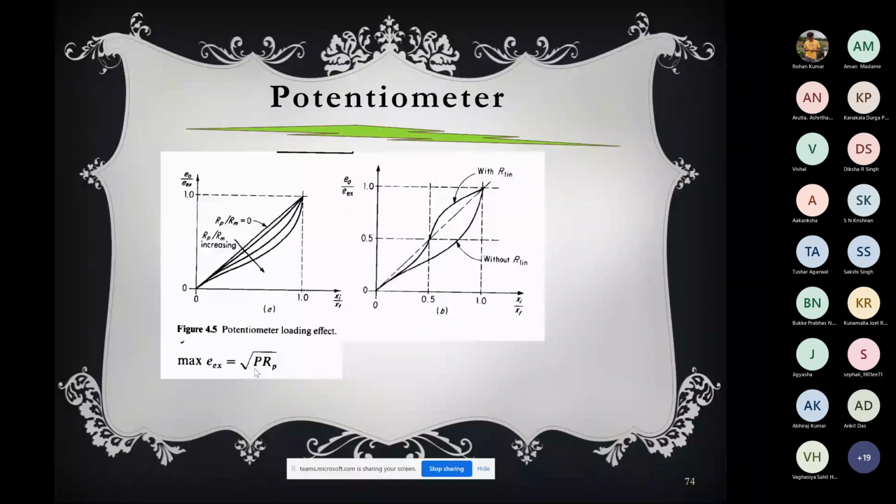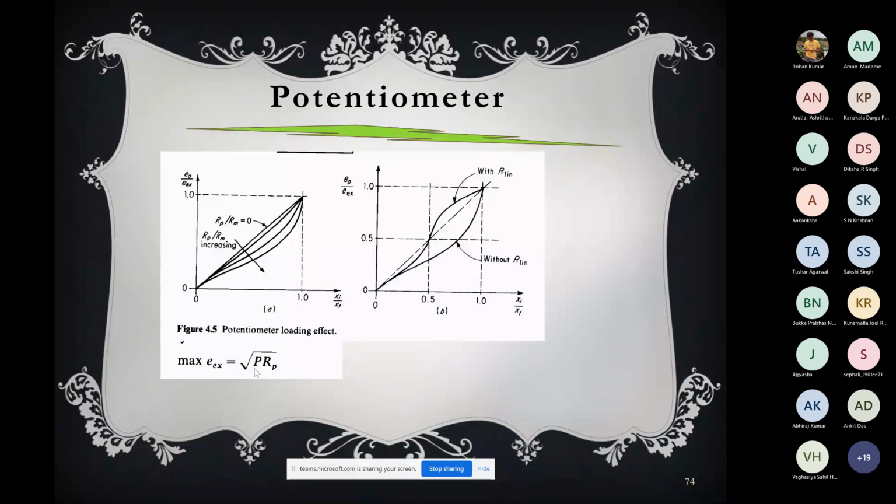Again, you see that for good linearity, what we need is Rp by Rm equal to 0. So for getting more sensitivity, if we increase Rp, what will happen? Rp by Rm will be increasing because Rm is fixed and Rp is increasing. If it is increasing, the output will become more and more nonlinear. So if we try to increase the sensitivity, our output will become more nonlinear. So we cannot increase the sensitivity to any value because the output will become more and more nonlinear.